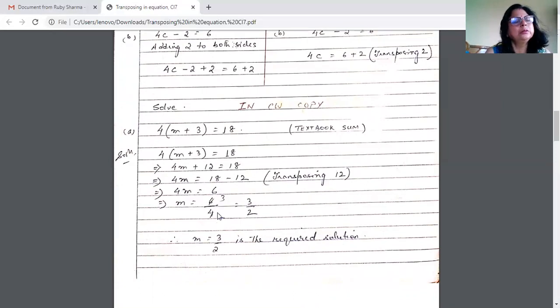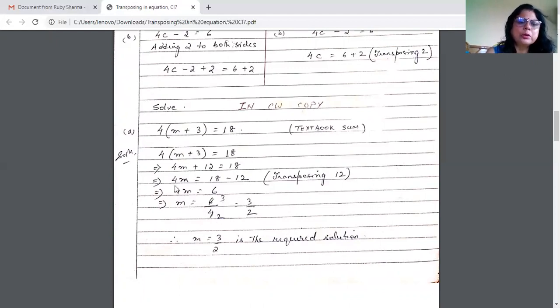Now, you will get the same answer if you bring m plus 2 is equal to 18 by 4 and then you calculate. But I think this is better for a new start. So m is equal to 6 by 4.